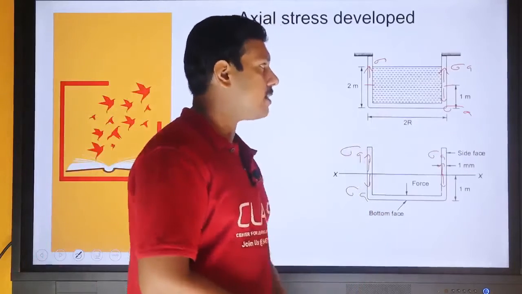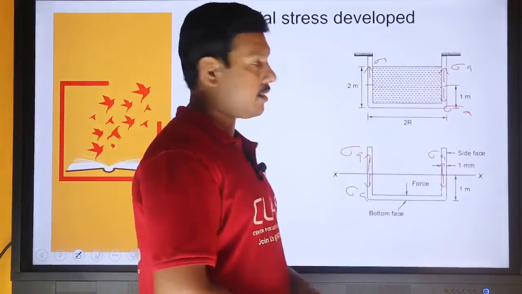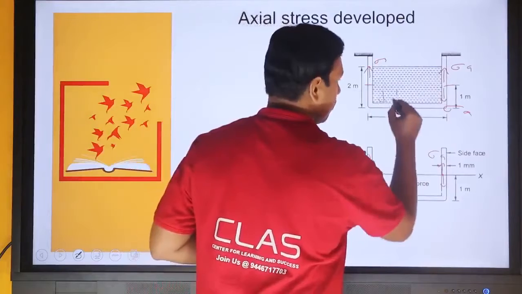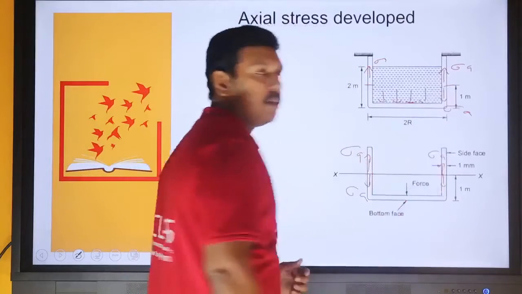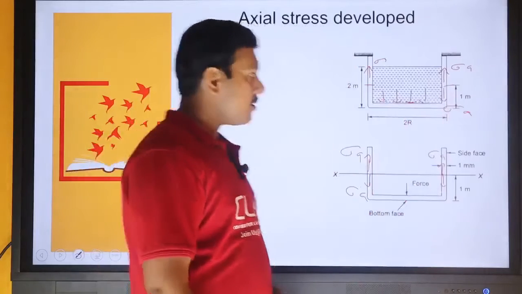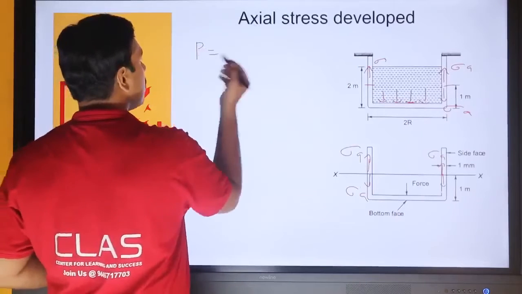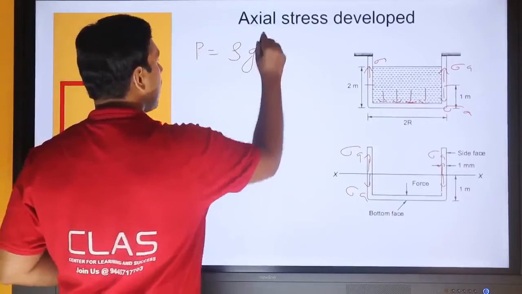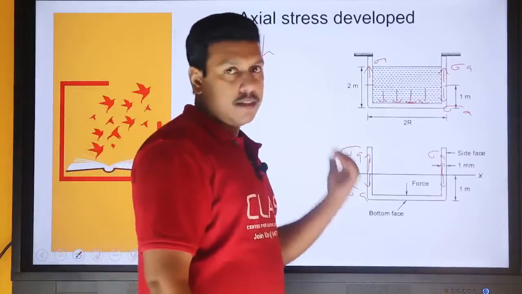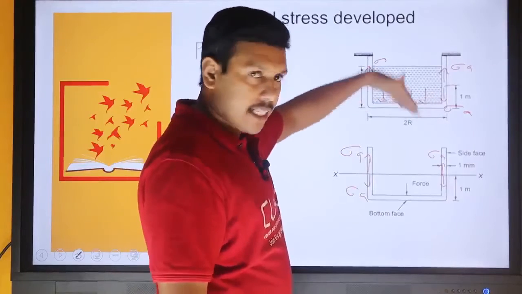First, we find out axial stress. We can see the direction is axial direction, so we need to consider force along axial direction, and axial stresses are developed due to force acting at this bottom surface. Axial stresses are developed to resist the force due to pressure acting at the bottom surface. So what is the pressure acting at the bottom surface? P is equal to rho GH.